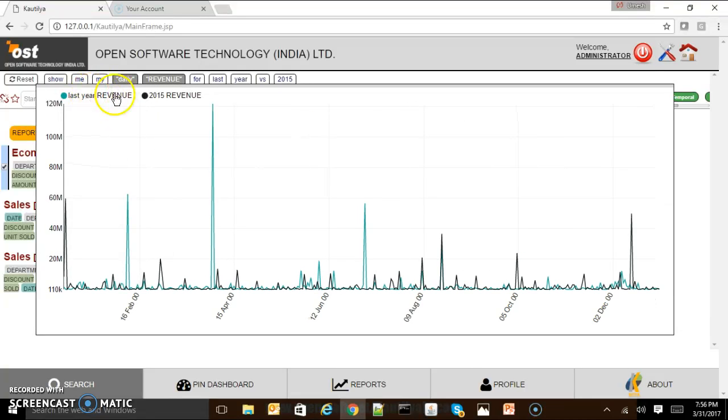I can see I have last year revenue and 2015 revenue, and now I get revenue on a daily basis for both the years. I can see some of the days, for example, here I have last year revenue for the 12th of March is so much higher than this year. However, just a day before that, my revenue is much lower than that of 2015. So I can actually do a lot of root cause analysis right here.